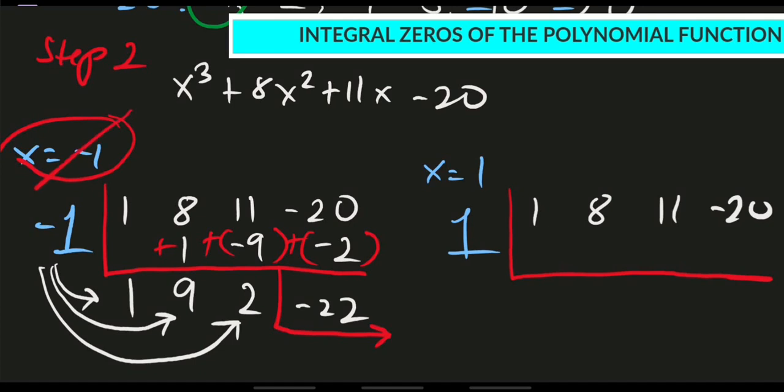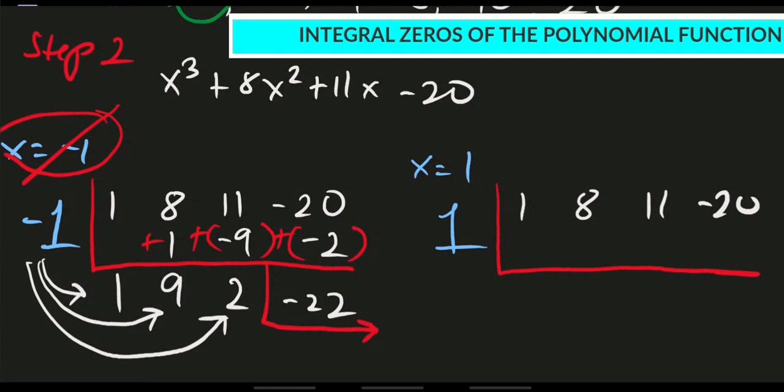So let's try to solve or use x as positive 1. Right, so let's try to solve. So again, bring down 1, multiply. 1 times 1 is 1, and then add. 8 plus 1 is equal to 9.